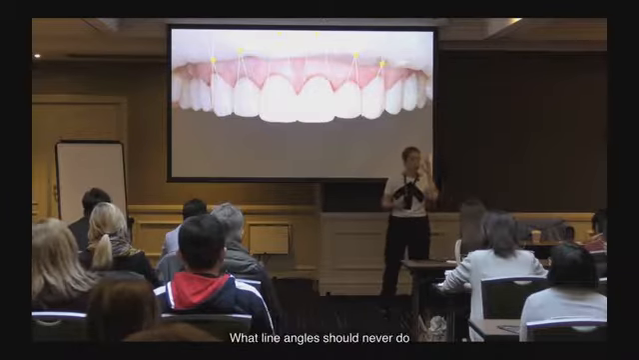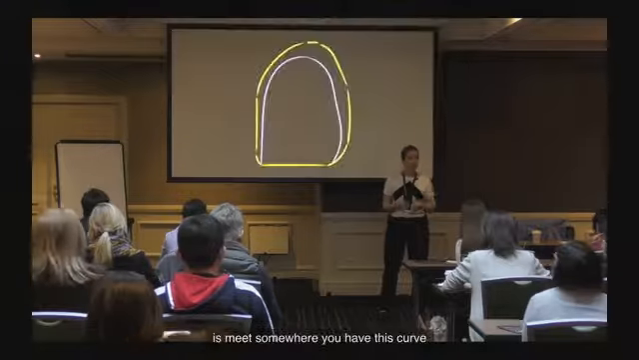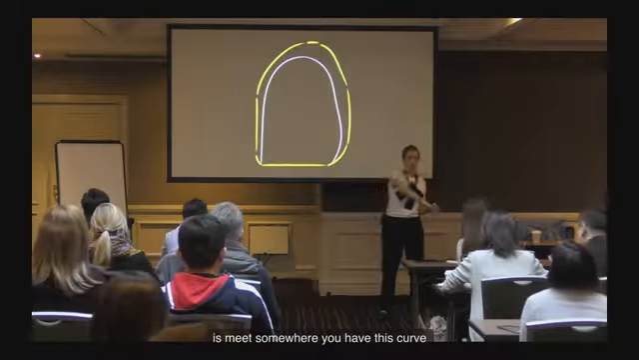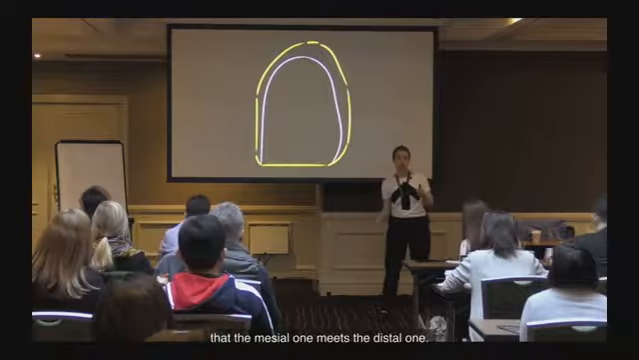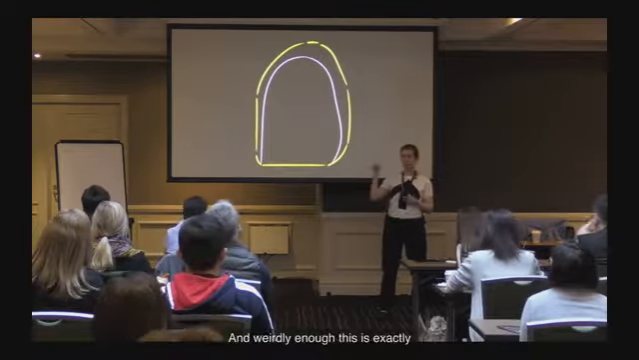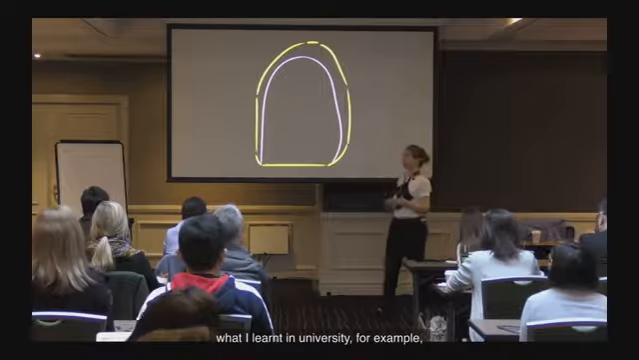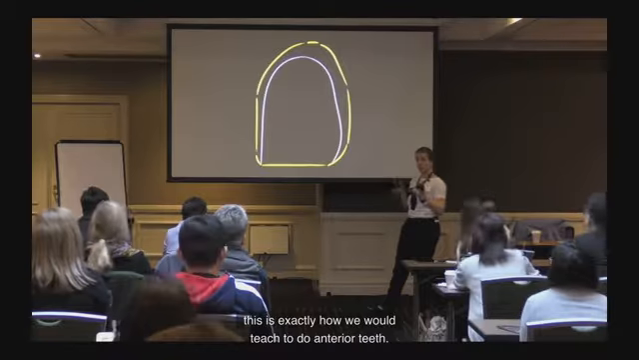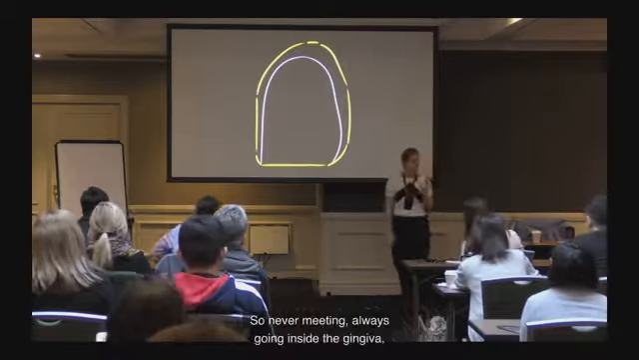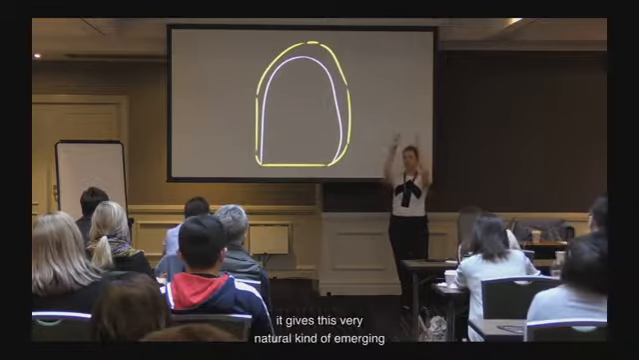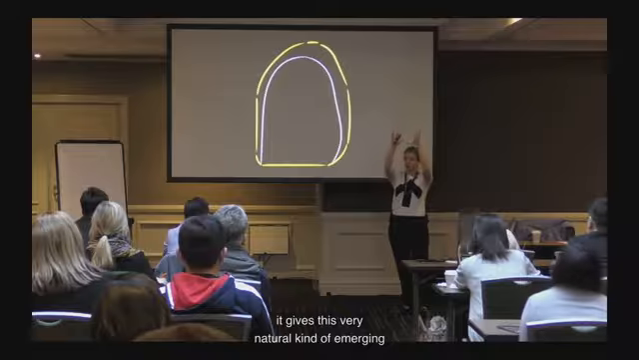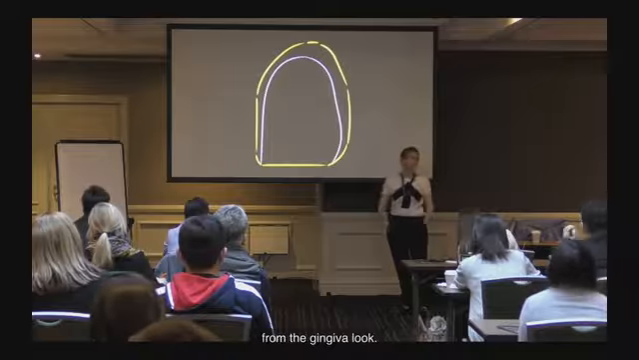What line angles should never do is meet somewhere, where you have this curve that the mesial one meets the distal one. And weirdly enough, this is exactly what I learned in university, for example. This is exactly how we were taught to do anterior teeth. So never meeting, always going inside the gingiva. It gives this very natural kind of emerging from the gingiva look.